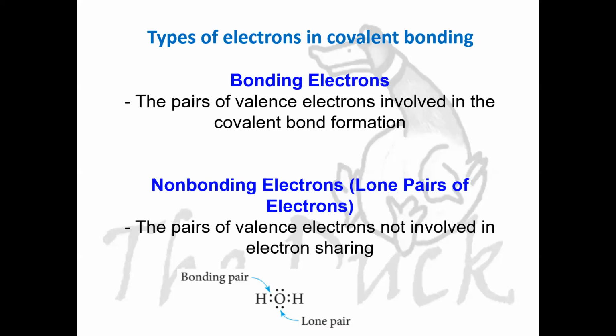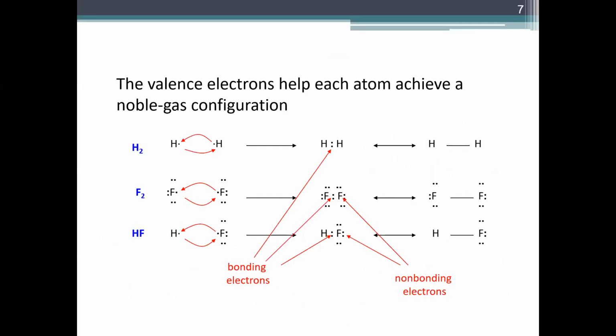So it is not 4 non-bonding electrons. Water has 2 bonding pairs and 2 non-bonding pairs. That's good. Thank you. So you can see here that water has 2 pairs of bonding and 2 pairs of non-bonding. That's how you know bonding and non-bonding pairs. Let's look at more examples.